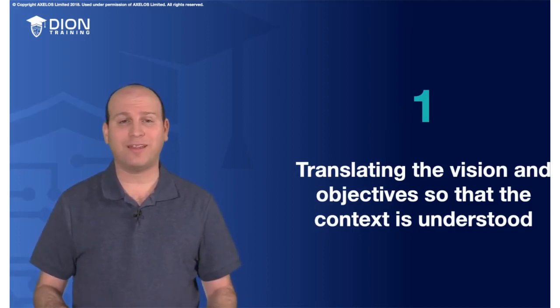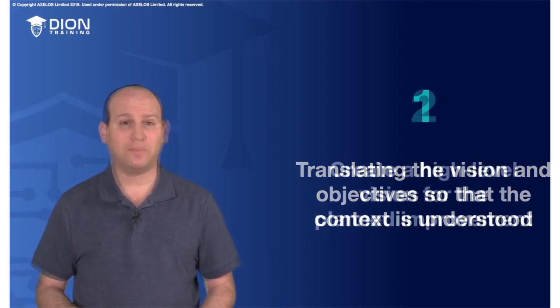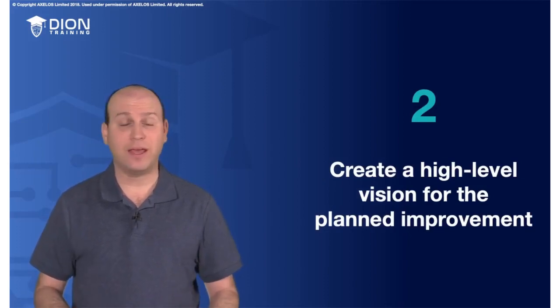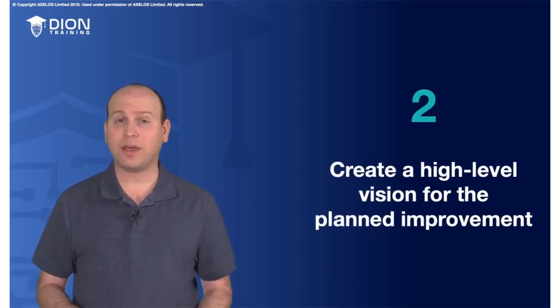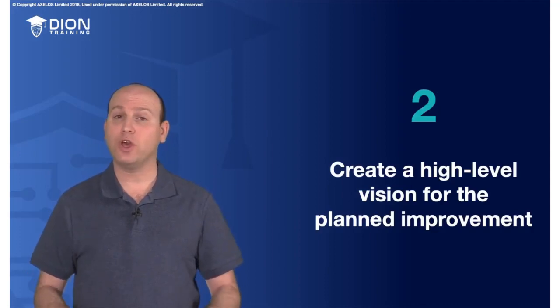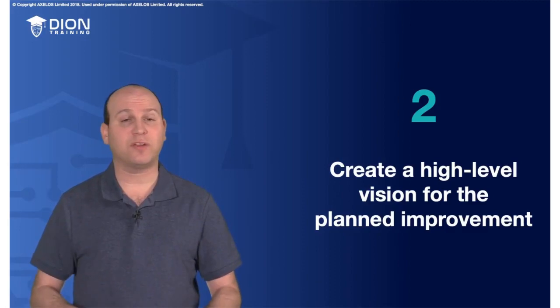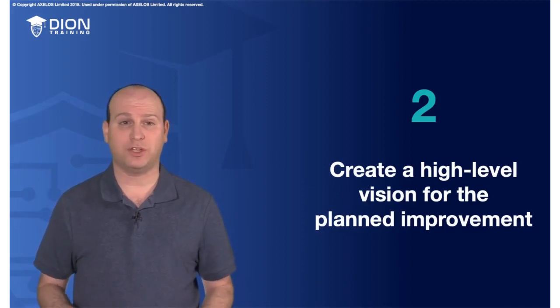If we don't do that, it can be really difficult for us to know how we're going towards the right way. The second thing is you need to have a high-level vision for the planned improvement, and this has to be created. Somebody has to write it and someone has to agree to it. Normally, this will be your department head or upper leadership if it's going to be an organization-wide improvement initiative.